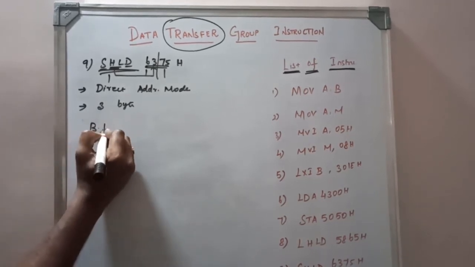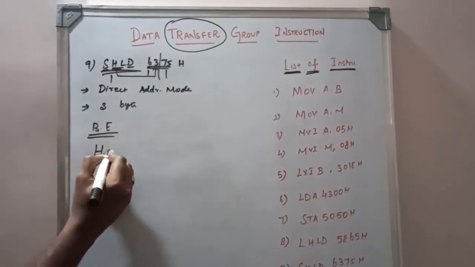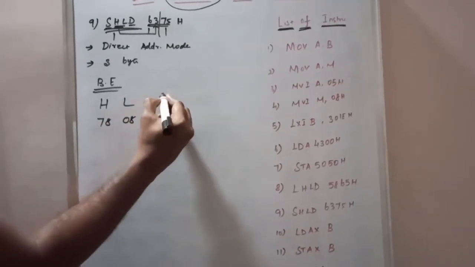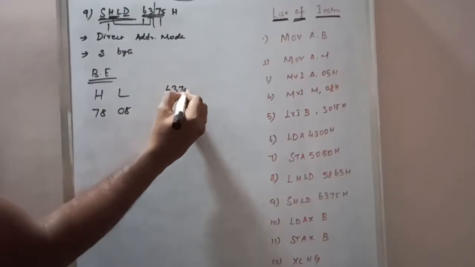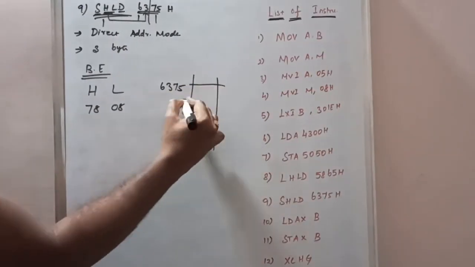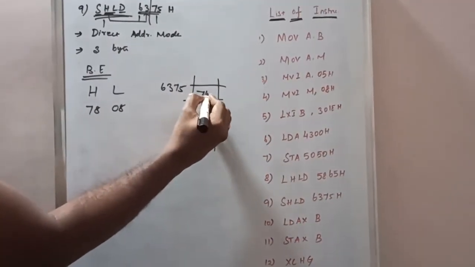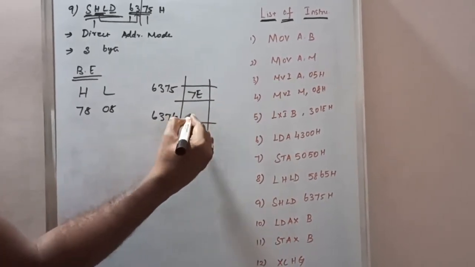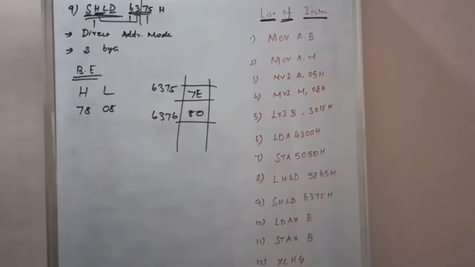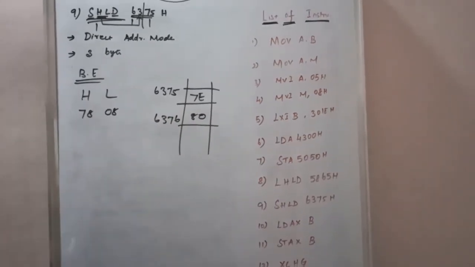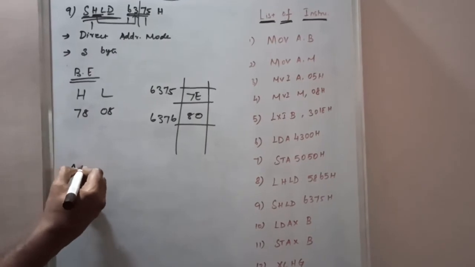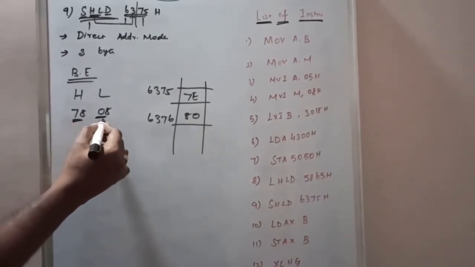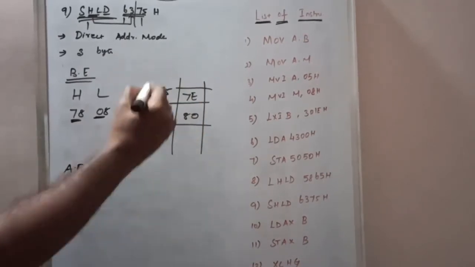Before execution of this instruction, the HL pair holds 7808. Memory location 6375 holds one 8-bit value 7E, and 6376 holds 80. So these two values are stored in the memory locations. After execution of this instruction, whatever value is present in L and H is moved to the memory location.